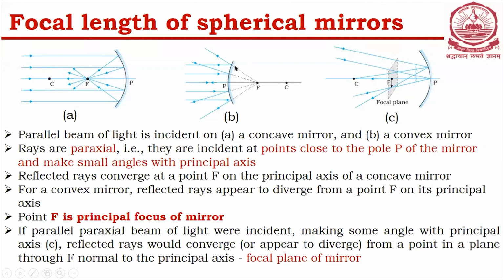Okay, so in this case, in the convex mirror, if you see, the light appears to come from this point. This is called the focal point of your convex mirror. Okay, so this is F, the principal focus of the mirror.